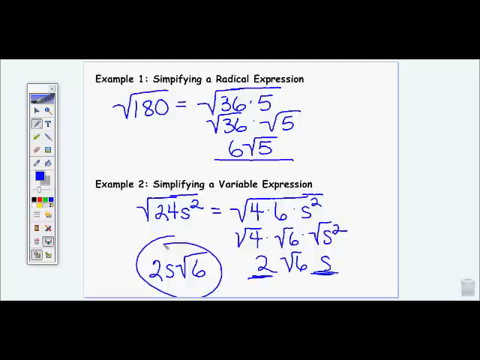So again, taking it apart with a perfect square, if we know a perfect square that goes into it, and then simplifying that till we have terms that are in their simplest form, and we have the terms that are still underneath the radical sign.